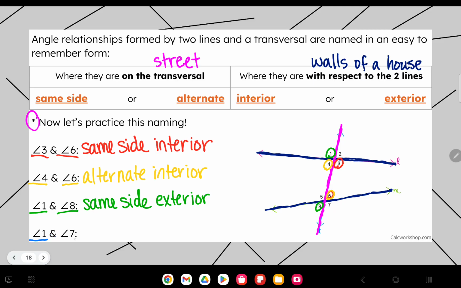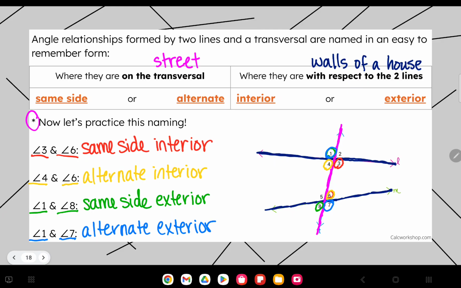All right, and finally we'll look at 1 and 7. So there's angle 1 again, and there's angle 7. So where are they on the street? Angle 1 is on the left side of the street, and angle 7 is on the right side of the street. So they are on alternate sides. And then angle 1 and angle 7 are also both outside of the walls of our house. So they are exterior.